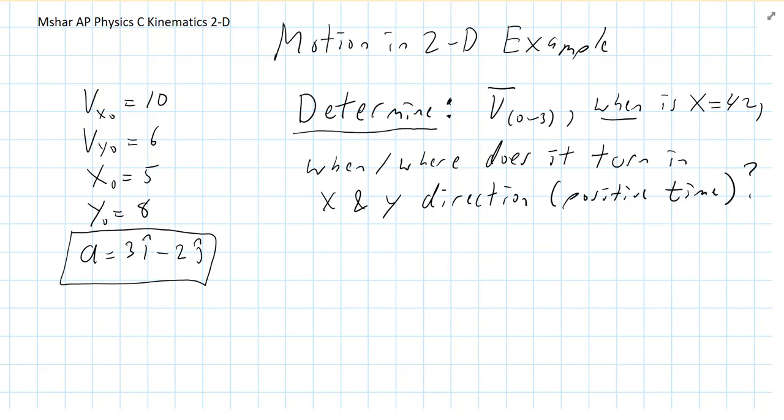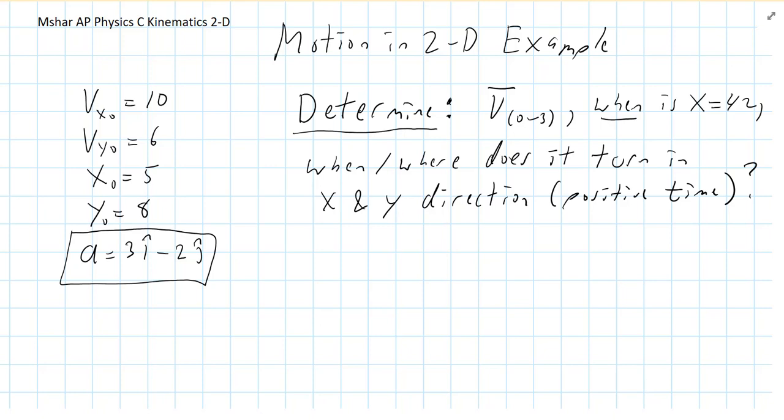On the left, I've got vx naught and vy naught, the starting velocity of the ball. When we start our watch at 0 seconds, that's the velocity of the ball. We have the initial positions of the ball, and then we have the acceleration of the ball, which is written in unit vector notation. For this problem, we can assume that everything is in meters and seconds. So the acceleration would be 3 i hat minus 2 j hat meters per second per second.